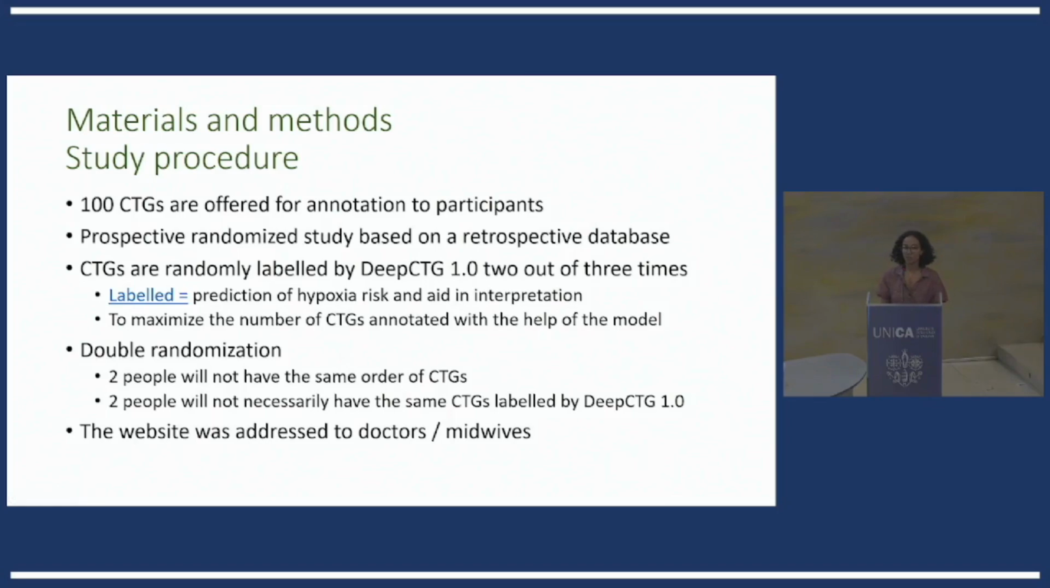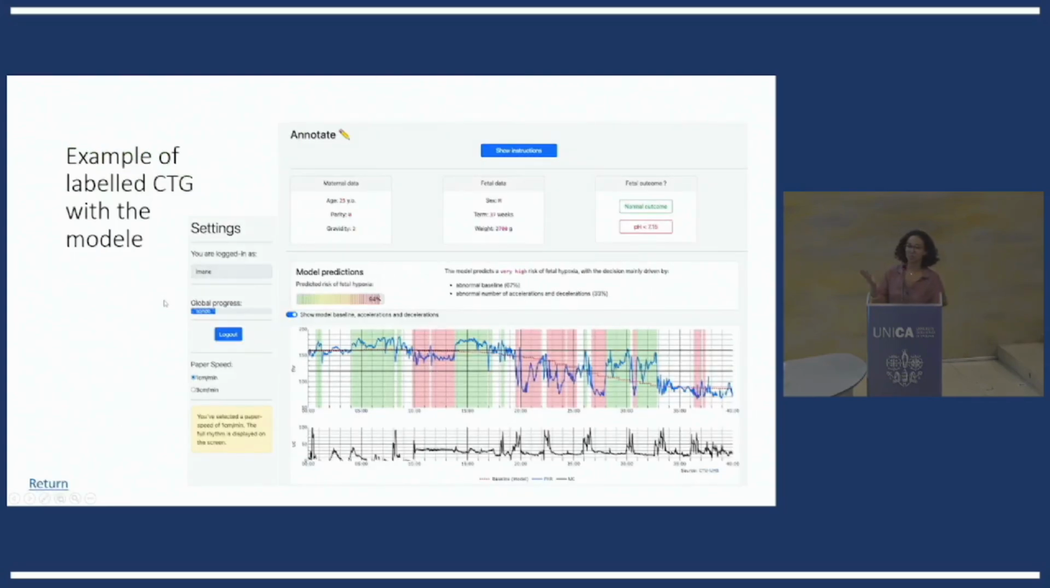So we use the same website with 100 CTGs that are offered for annotation to participants. It was like a prospective randomized study based on this retrospective database, and the CTGs were randomly labeled by the computerized CTG 2 out of 3 times. Is it possible for you to click on labeled, because I don't have it. So I can show you an example of what they see when the CTG is labeled.